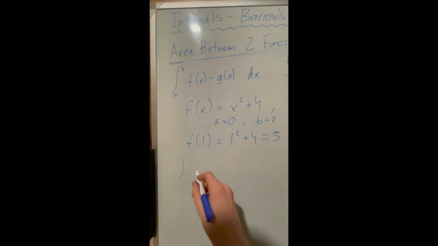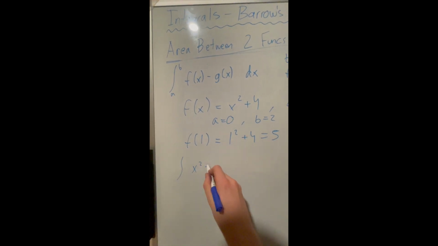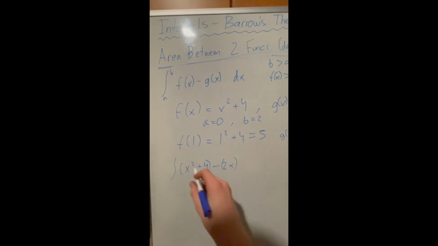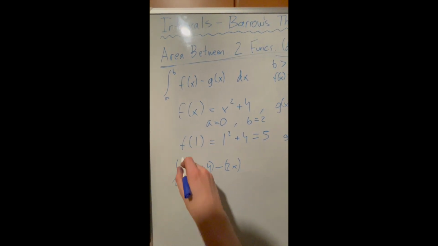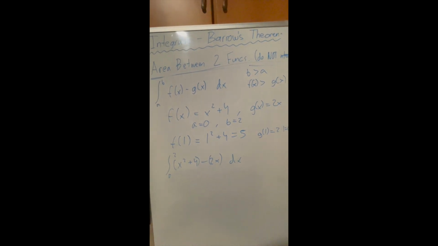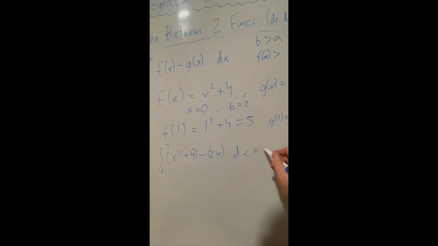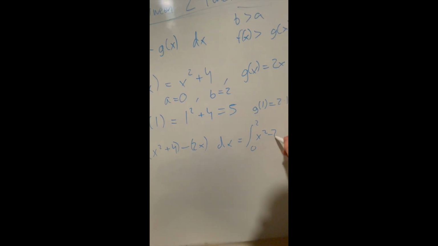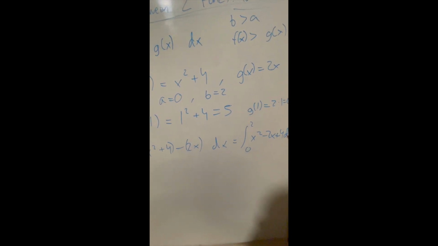Let's just write it down then. The integral of x squared plus 4 minus 2x between points 0 and 2 dx. And we're going to get basically the integral from 0 to 2 of x squared minus 2x plus 4 dx.